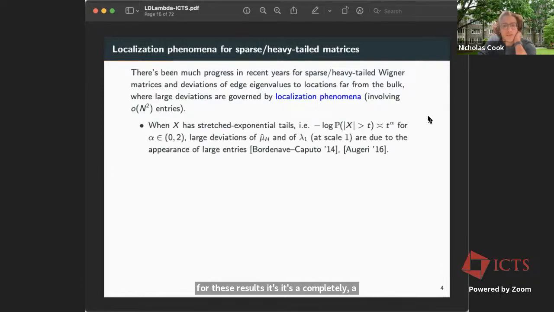For instance, if you look at matrices in the same normalization we've been looking at, except that the entries have stretched exponential tails, so rather than going like t squared, they go like t to the alpha for alpha smaller than 2, then there's work of Bordenave and Caputo on the empirical spectral distribution, and of Ogerie on lambda 1. They proved large deviation principles and showed that the mechanism for large deviations is the appearance of large entries in the matrix.